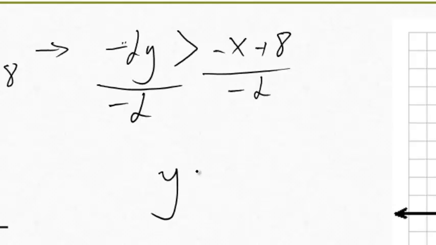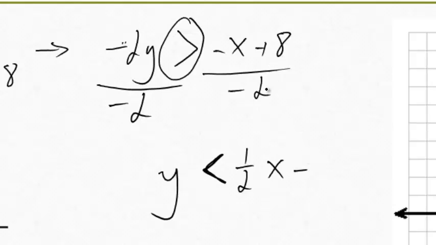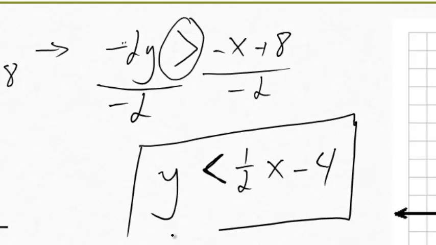So divide both sides by negative 2, and our line will be y is, remember, when we divide by a negative, we need to switch this symbol. So y is going to be less than 1/2 x, because negative 1 divided by negative 2 is 1/2. Negative 8 divided by negative 2 is 4. So our equation is y is less than 1/2 x minus 4.